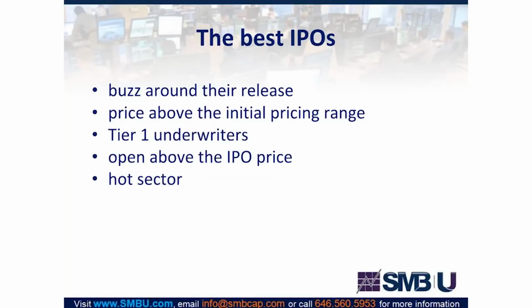The best IPOs, well, there's a buzz about their release. And a good way to define that is look at the headlines. Are people talking a lot about an IPO that's getting ready to hit the tape? If you start tracking this, you'll see the ones that get hot. They price above the initial pricing range. So you'll start to hear whispers that the company is going to price between $20 and $22. And then the IPO price comes out, and the IPO price is higher than the initial pricing range. So maybe it's $25.